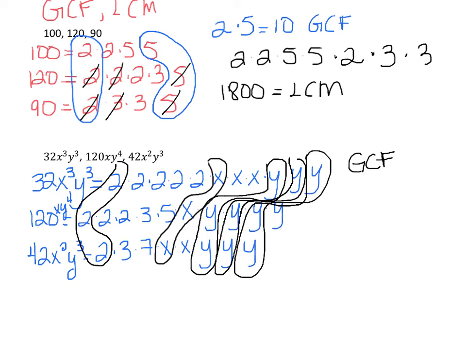So what I can write down, I circled 2, x, and 3 y's. So that's 2x y cubed. Now I do least common multiple. So I'll write down the entire prime factorization for 32x cubed y cubed.